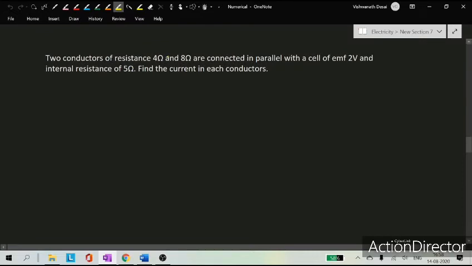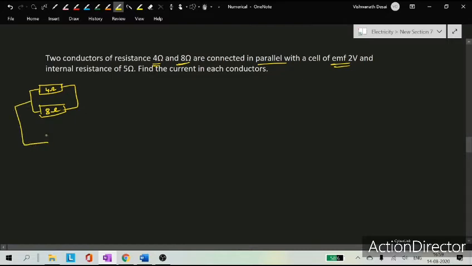Two conductors of resistance 4 ohm and 8 ohm connected in parallel with a cell of EMF 2 volt. So we will write it. There are two conductors. One is here and one more is connected in parallel. So one conductor has a resistance of 4 ohm and another conductor has a resistance of 8 ohm, and they are connected in parallel.